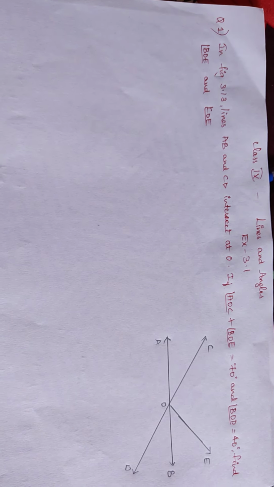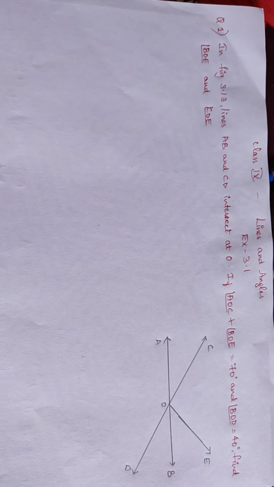How will we do this? Let us start the solution. Now look at the figure. What is given? Given angle AOC plus angle BOE is 70 degrees and angle BOD is 40 degrees. So we will mark angle BOD as 40 degrees, and the sum of these two angles is given as 70 degrees. Correct?